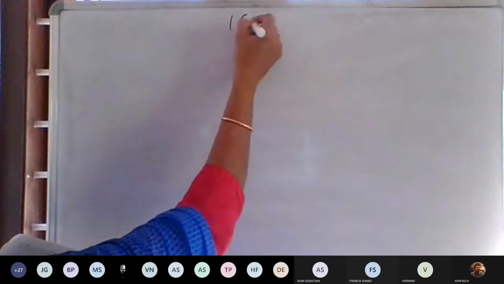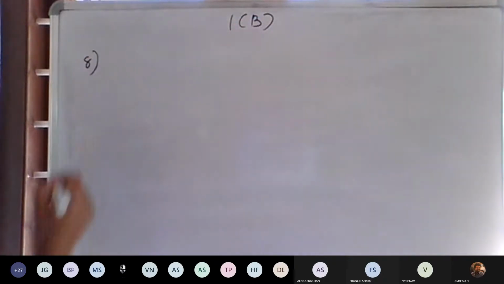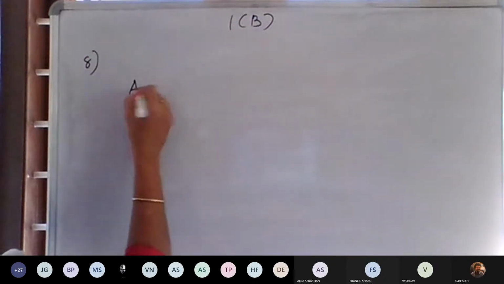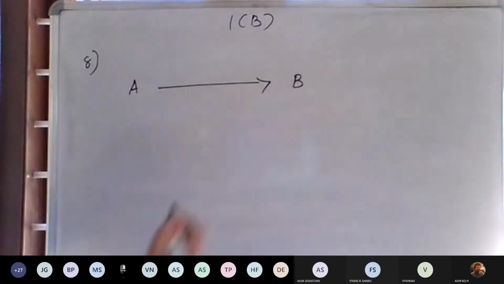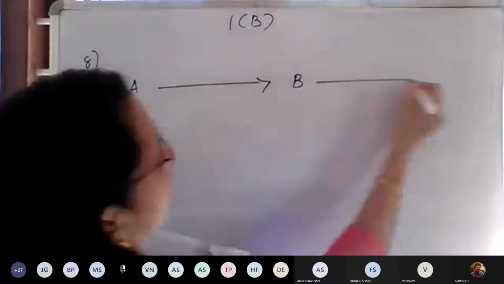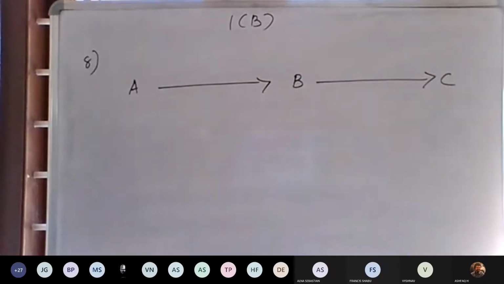Question number 8(1)(b). For a dealer A, the list price of an article is rupees 9,000. So what do we want to write? The transaction is from, tell me please. A to B, then again from B to C. Don't write, first listen.